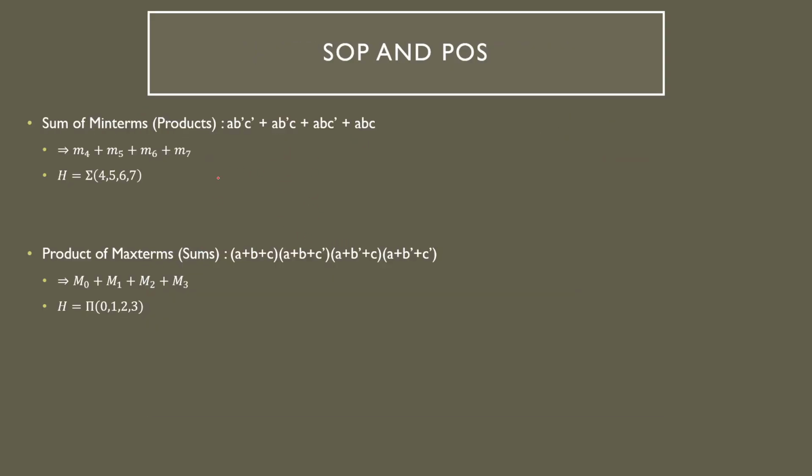So as mentioned, you can represent a function as a sum of minterms or a product of maxterms. These are both very important representations. This is called SOP and this is called POS. It is called POS because it is painful to simplify, but yeah, we work with what we have.